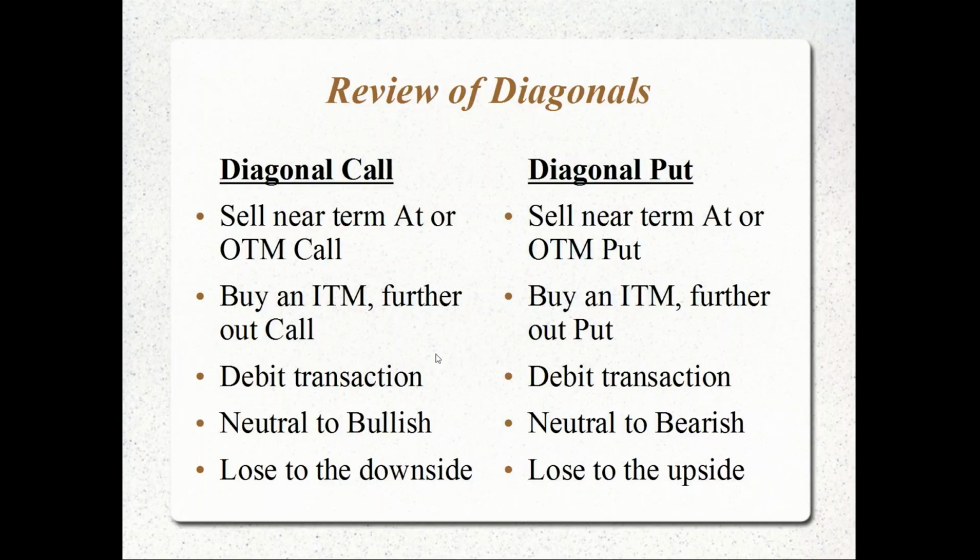One of the advantages of a diagonal over a horizontal, of course, is it just gives us one way to lose. Diagonal call is neutral to bullish, so if the stock falls, we can lose to the downside. Diagonal put would be a similar structure. We'd sell the near term at or out of the money put, buy an in the money put, a higher strike price for the put, further out in time. Higher debit, but it's neutral to bearish. We only have one way to lose if set up properly, and that's going to be to the upside. Okay?